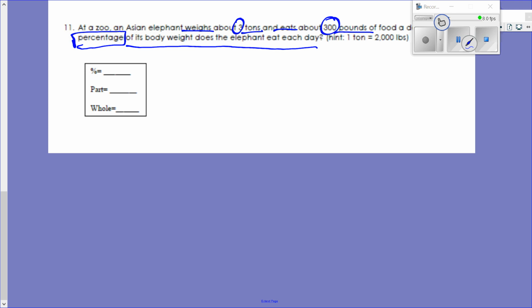Yes, Mark. Turn it into pounds. Okay, so I'm looking for percentage. That's my X. So Mark, now what? Okay, and that's how much? 6,000, because I multiplied 3 times 2,000. Is that my total? Yes. Which is my part? It's 300, right? And then my total is 6,000.